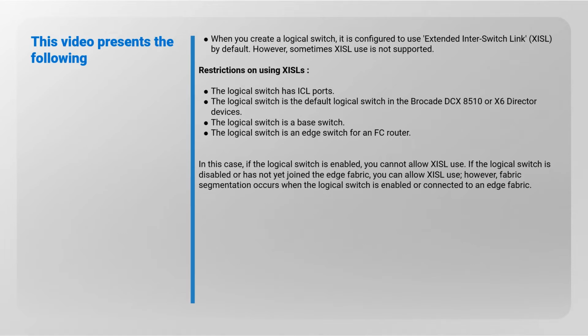The logical switch is the default logical switch in the Brocade DCX8510 or X6 director devices. The logical switch is a base switch. The logical switch is an edge switch for an FC router. In this case, if the logical switch is enabled, you cannot allow XISL use. If the logical switch is disabled or has not yet joined the edge fabric, you can allow XISL use. However, fabric segmentation occurs when the logical switch is enabled or connected to an edge fabric.